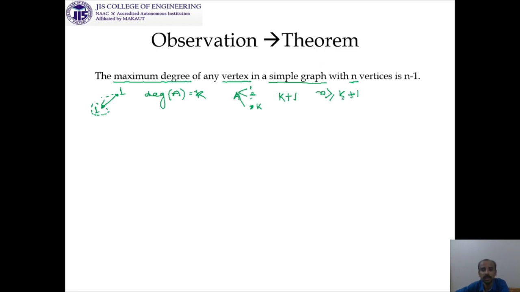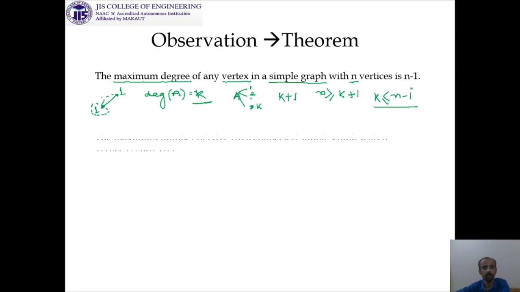So if n is greater than or equal to k plus 1, then you can think that k is less than or equal to n minus 1. What we have targeted, degree of A is k, and what we get is that k is less than or equal to n minus 1. So it gives us the information that the maximum degree, that means the maximum value of k, can be n minus 1. Clear?